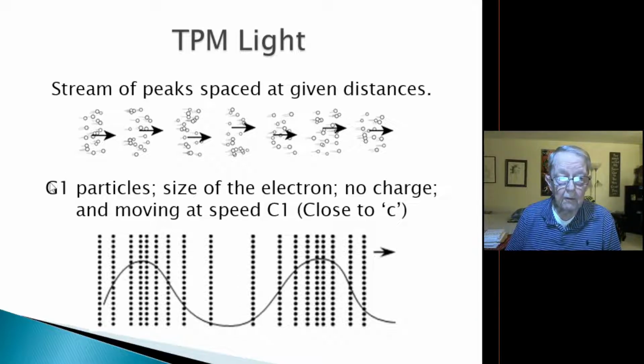Nonetheless, there are physically G1 particles grouped together at a peak. The more G1s at the peak, the higher the intensity. The closer these peaks are, the higher the frequency and the shorter the wavelength, and the opposite is also true.